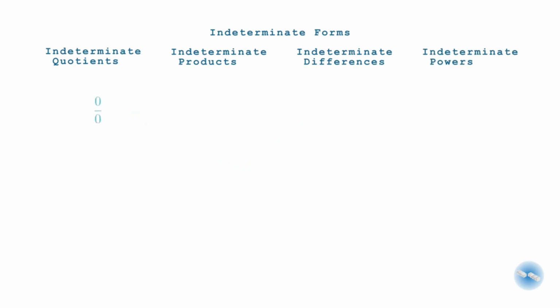Under indeterminate quotients, we have 0 over 0, infinity over infinity. Under indeterminate products, we have 0 times infinity. Under indeterminate differences, we have infinity minus infinity. Then for indeterminate powers, we have 1 raised to infinity, 0 to the power of 0, infinity to the power of 0.